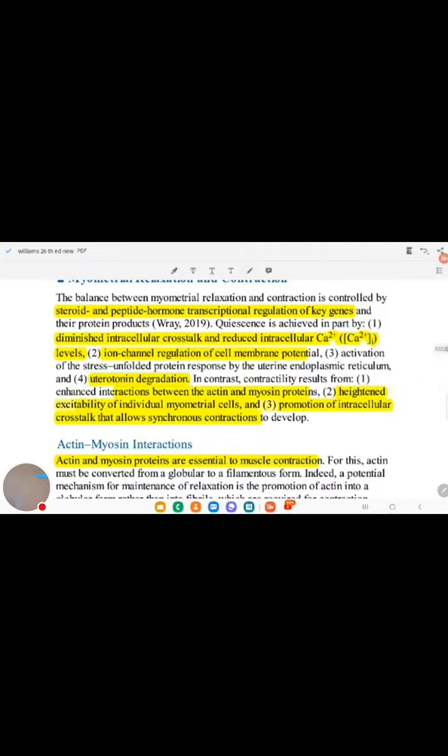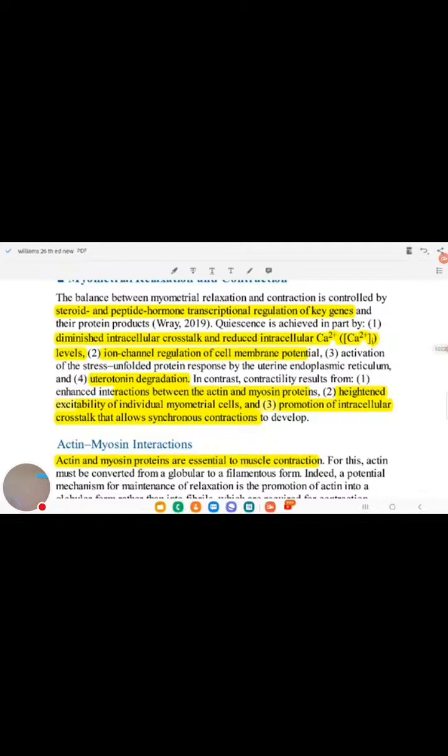Okay. In contrast, these are the things that maintain the relaxation of the uterus. First is the diminished intercellular crosstalk and reduced intracellular calcium, ion channel regulation of cell membrane potential, activation of the stress unfolded protein response by the uterine endoplasmic reticulum, and uterotonic degradation. These are the things that maintain the uterine relaxation.